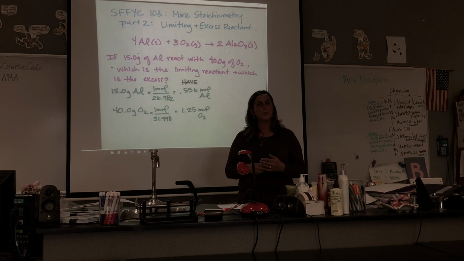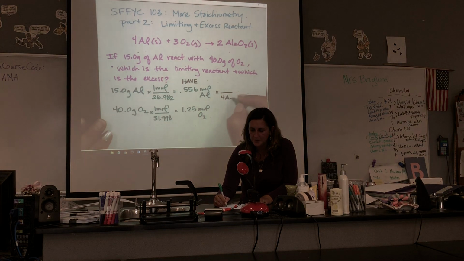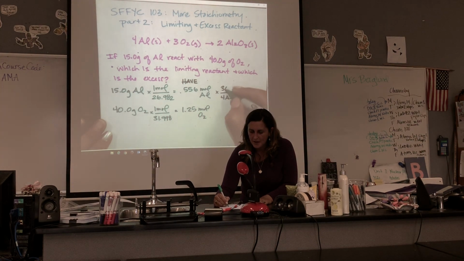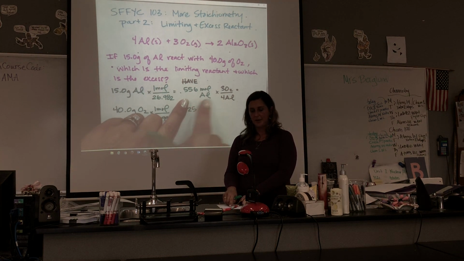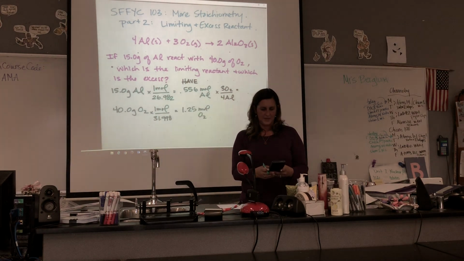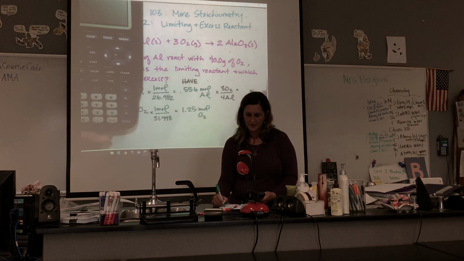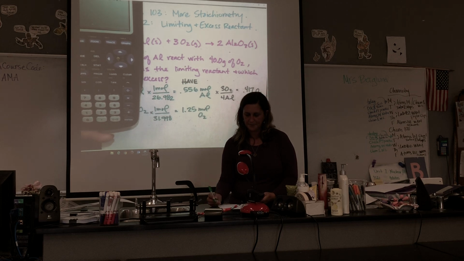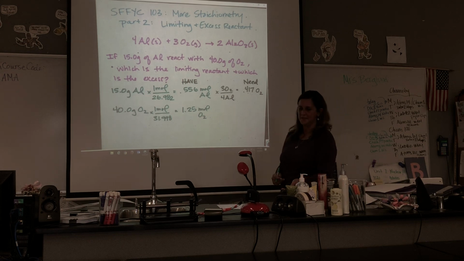Then we're going to use a mole ratio to calculate what we need of the other substance. So we would look at a mole ratio where we have 4 aluminums to 3 oxygens, and that will tell us, from this much aluminum, how many oxygens we would need to completely get rid of all this aluminum. So we'll go 0.556 times 3 divided by 4, and we get 0.417. We're going to label that as what we need of oxygen.